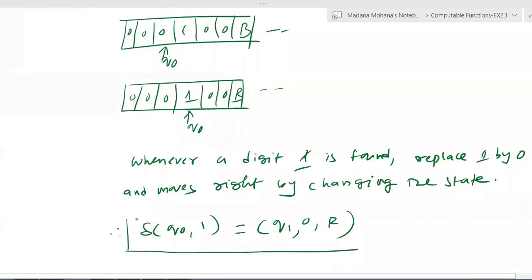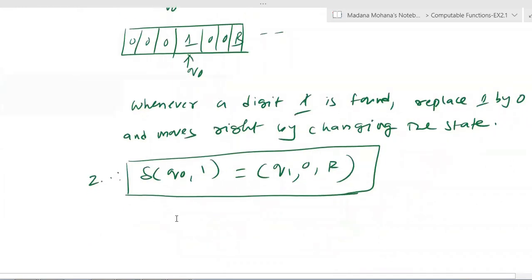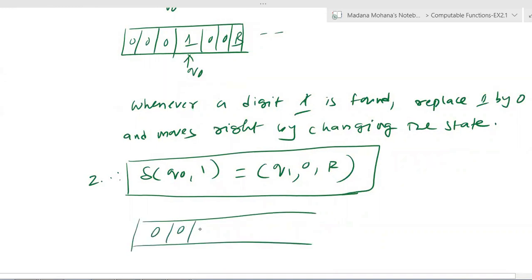Now this is the second transition. See the configuration of the tape after this move. The 3 zeros remain the same. Now 1 is replaced with 0, then it moves right. On the right side you have 2 more zeros. Now the control will be at the next cell after the replacement, which contains 0. Now you are at q1.